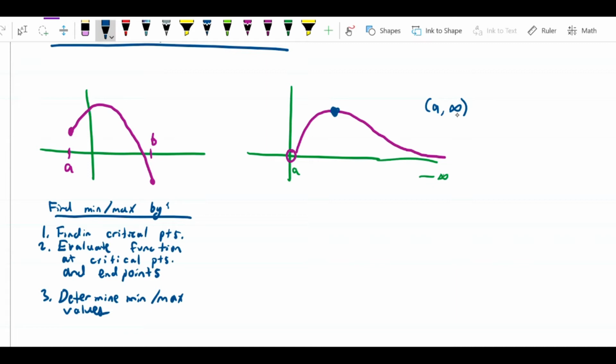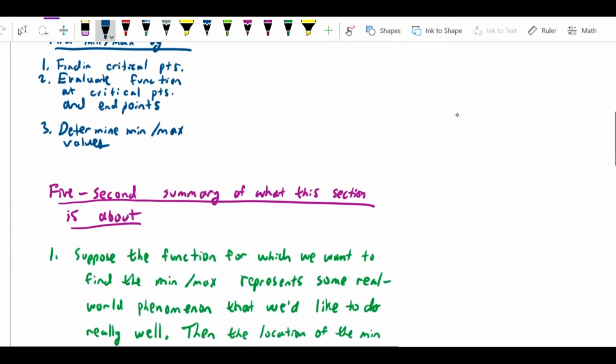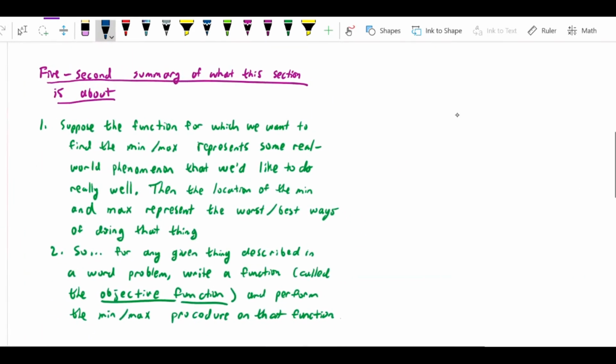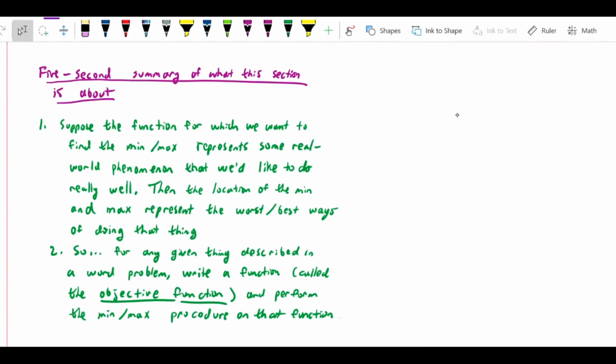The idea of this section, I'm just going to give you the 5-second summary of what this is about. Let's suppose that instead of a purely abstract mathematical function, that function represents some physical phenomenon that we'd like to do really well or maybe really poorly. It represents, for example, the area of an enclosure, and maybe we'd like to find the largest possible area, or maybe it represents the cost of manufacturing something, and we'd like to manufacture that thing for as little money as possible.